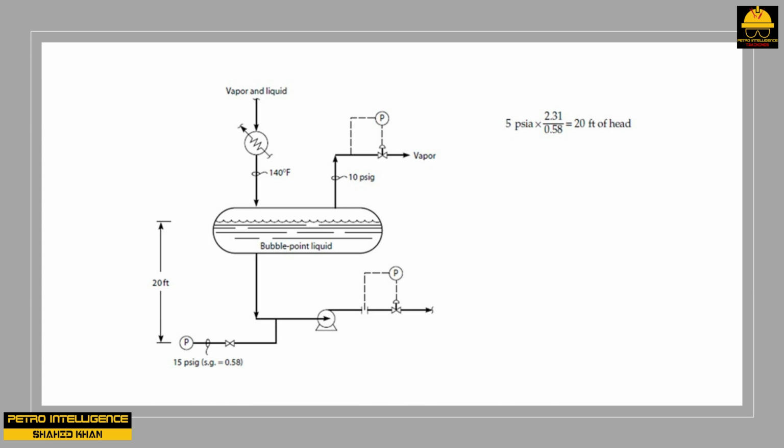Suppose we increase the pressure by partly closing the back pressure control valve. This will quickly increase the pressure in the drum from 10 to 15 psig. The pressure at the suction of the pump will also increase, from 15 to 20 psig. However, will this provide more NPSH to the pump?